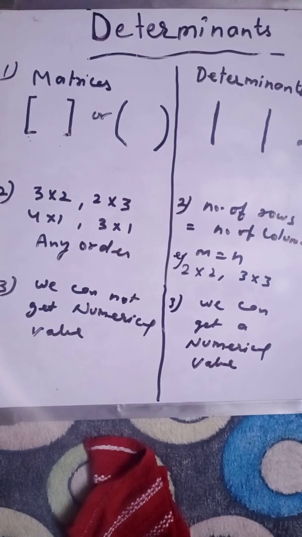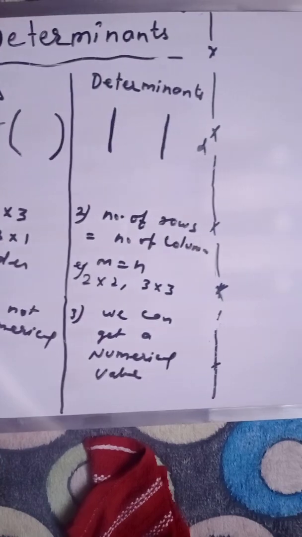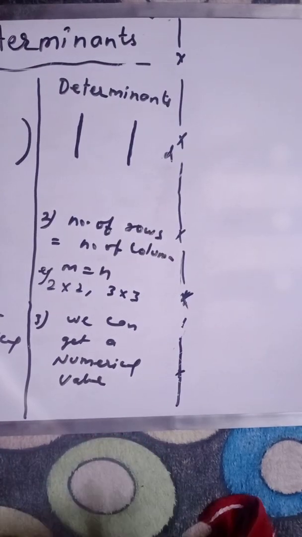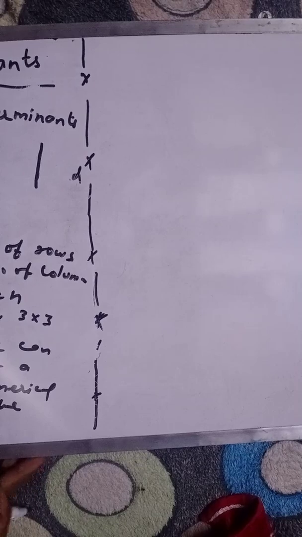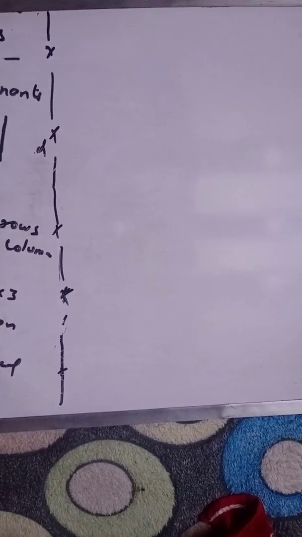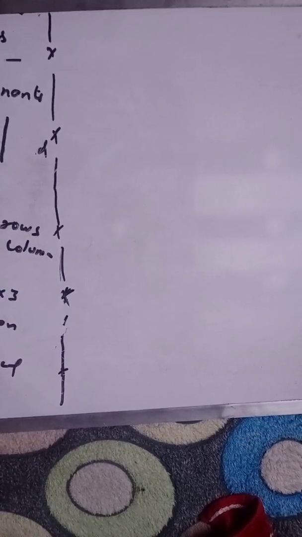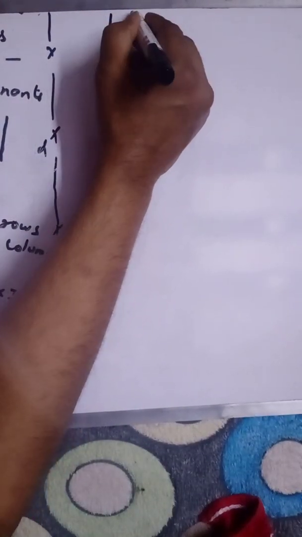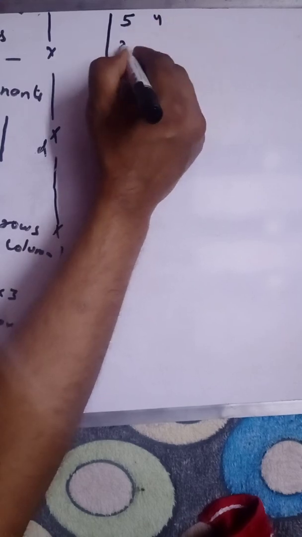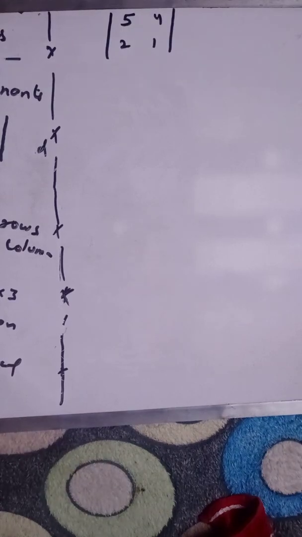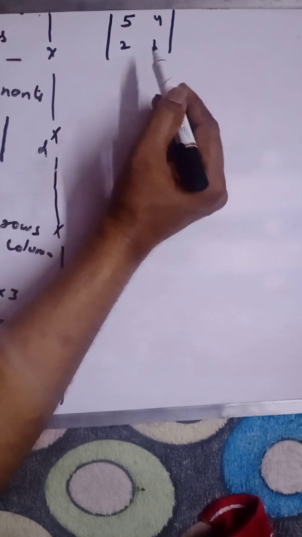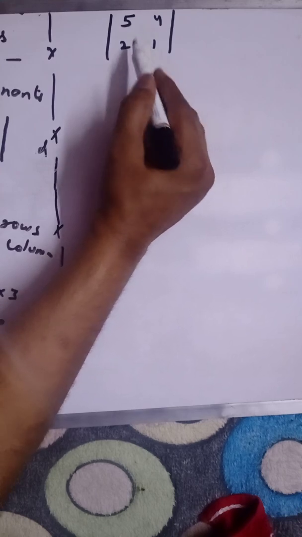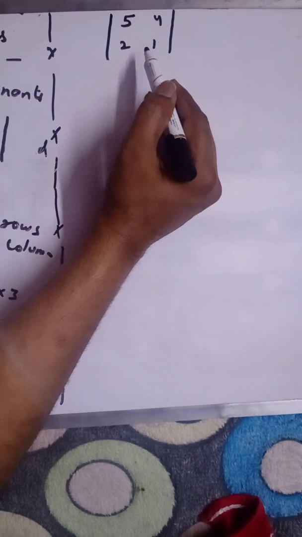Fine. Now see, I'm just taking the next side of this board. Just wait. Yes. Now suppose we have 5, 4, 2, 1. This is a 2 by 2 order determinant. Here we have 2 rows and 2 columns. Fine. And how can we find out the numerical value of this? So the numerical value you can get.